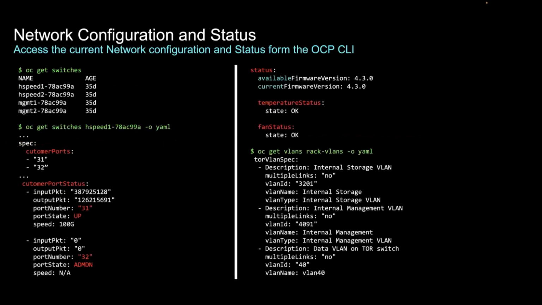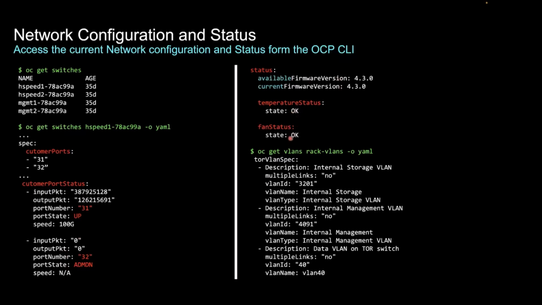It gets more interesting if we dive into that network portion, if you do an oc get switches. These are the 4 switches we have on our HCI: 2 management 1 gigabit Ethernet switches and 2 high-speed switches. If you go into the details of one of these high-speed switches, you get a lot of details. I needed to cut this output short, or it wouldn't fit on a PowerPoint slide. But what you see here is you get the port status, and you also get all the packets. And this port 32, which I've shown before, was in an admin shutdown state. But you also get information about the firmware version running on here, the temperature, and the fan status.